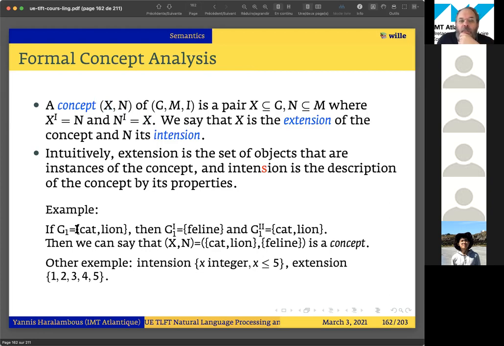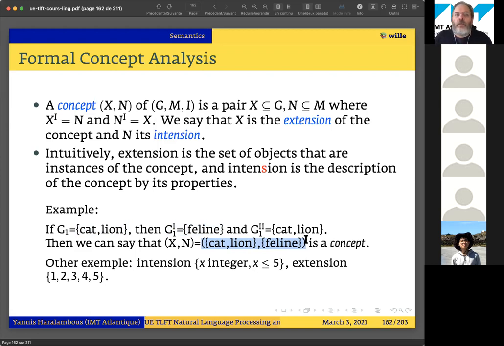So here's an example. If I take the objects cat and lion, the common features are feline. And if I take from the feature feline the objects having this feature, I get again cat and lion. So the pair cat, lion, and feline is a concept because cat and lion are the only objects that are feline, and feline is the only common property of cat and lion.